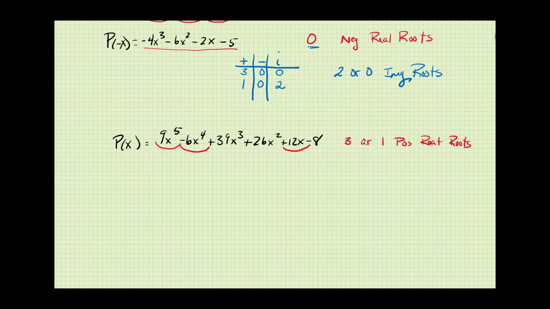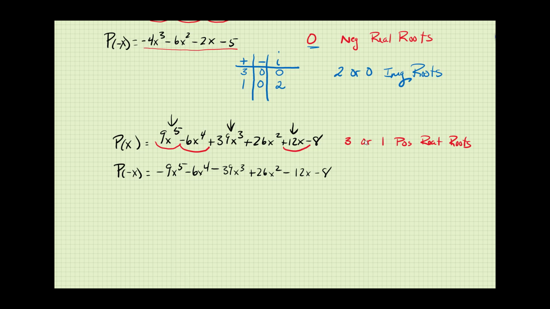Now I'll do the negative side of that. I say p of negative x. And so again, that means I change the sign of any term that has an odd exponent. So I say negative 9x to the 5th minus 6x to the 4th minus 39x cubed plus 26x squared minus 12x minus 8. Okay? So now I count my sign variations.